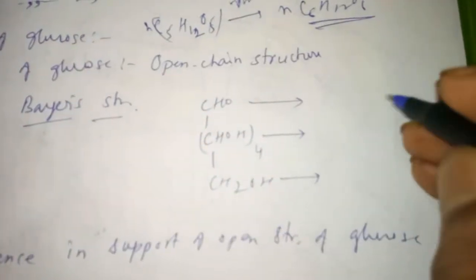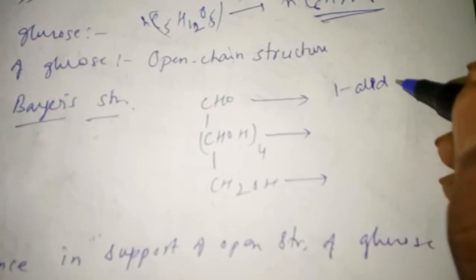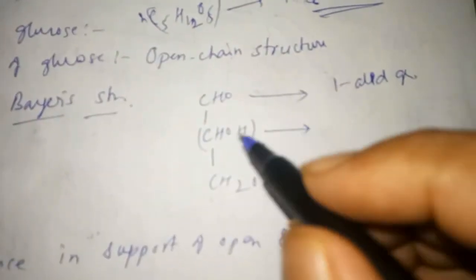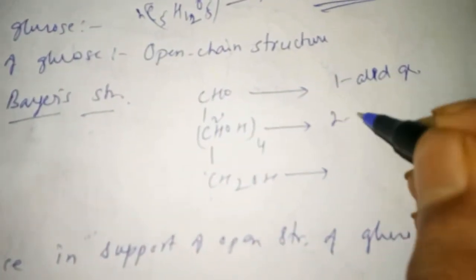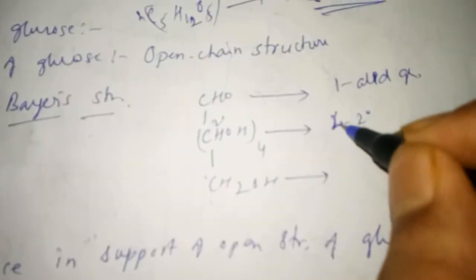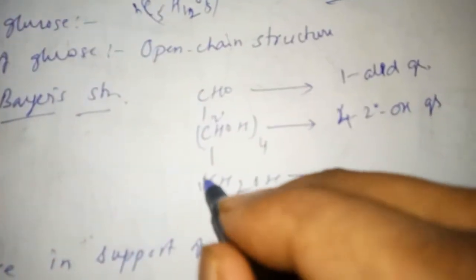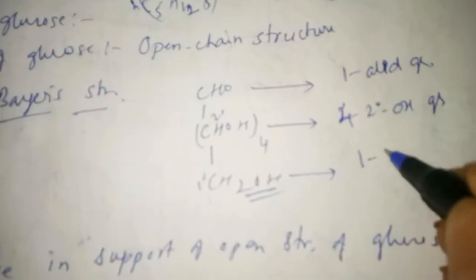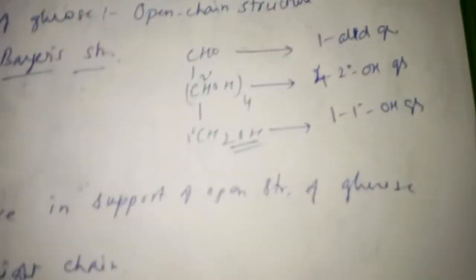Now, the CHO group is the aldehyde group. This is 1 carbon, 2 carbon, so that becomes 2 degree. There are four 2 degree OH groups, and this is the 1 degree OH group. So this is the Baeyer structure.